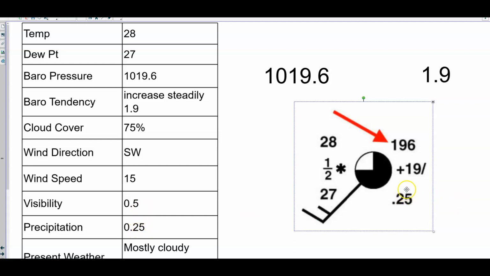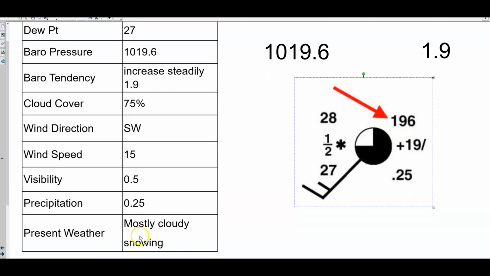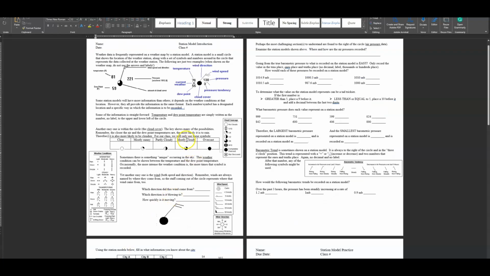Precipitation then is just a direct number. That's going to be in our bottom right corner right here. And I'm going to take that 0.25 and move it over there. And then finally, I'm going to look at 2 things for the present weather. First of all, I'm going to look at the inside of the circle and I'm going to say, okay, I got this black that goes 3/4 of the way. What does that mean? And so the first thing I'm going to do is I'm going to pop over here and say, okay, that means mostly cloudy. So I'm going to type that.